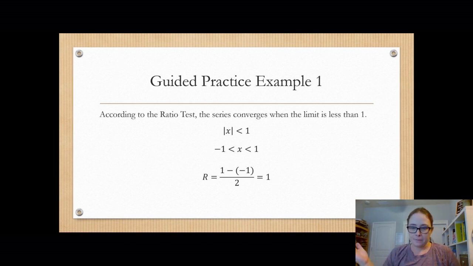Now, we're not done yet, though, because I don't know at this point whether the series converges at -1 and 1. So maybe those points should be included in my interval of convergence. Maybe they shouldn't. I'm going to have to figure out which case I'm in. And it could be that one is included and the other is not. So I have to test both of these separately. To test those, I remember these are x values, so I'm going to go back to the original series and plug them in for x.